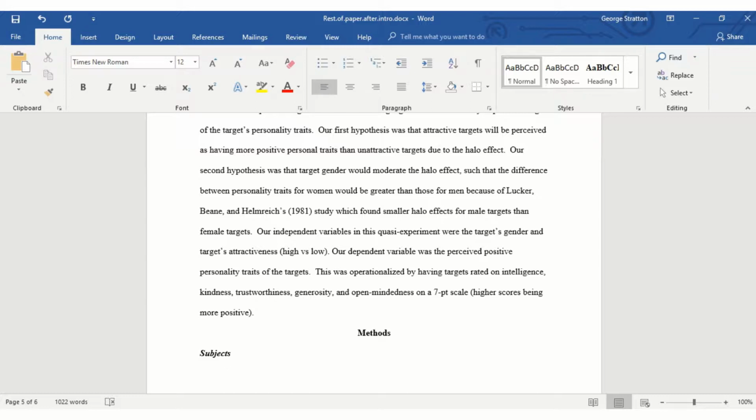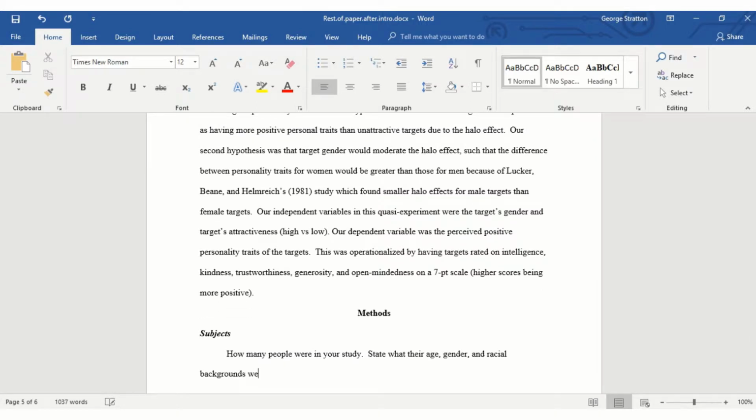So in this section, you're going to state how many people participated in your study. You're going to list out their age, gender, and racial background. You want to state where you found them. And if you gave them any pay or gave them a cover story, how you approached them and recruited them for this study.